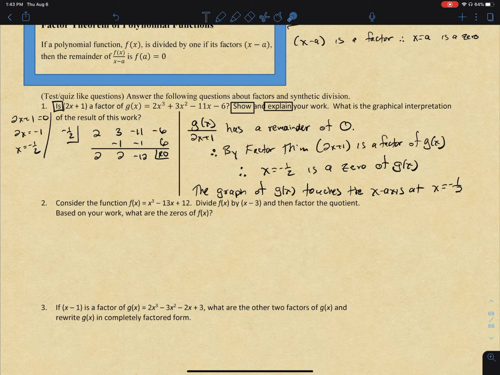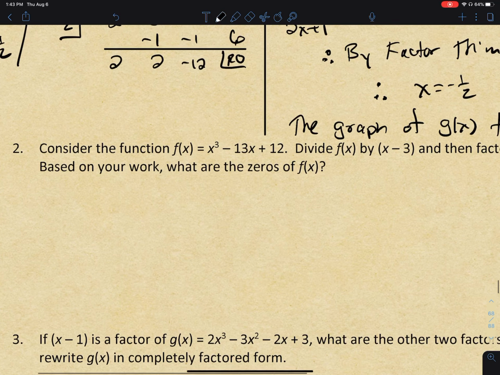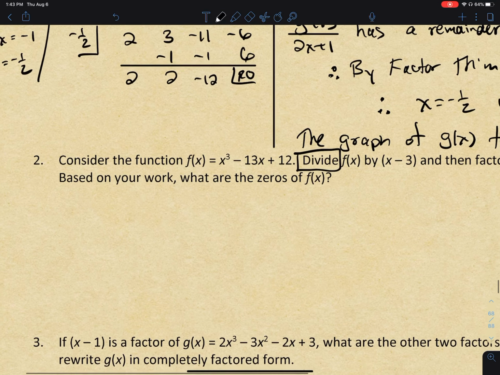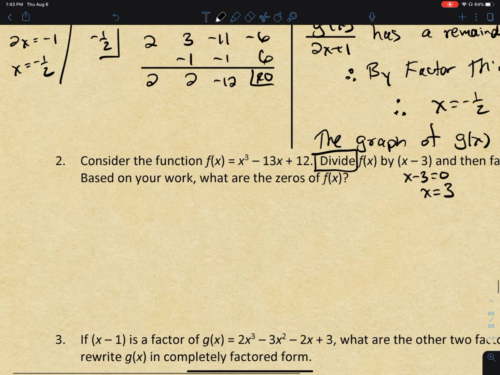Consider the function f of x, divide it by x minus 3, and then factor the quotient. Based on your work, what are the zeros of this function? So let's do this. Let's first divide this. To divide it, I'm going to take whatever I'm dividing it by, the potential factor, setting it equal to 0 and solving it. So I'm going to divide this by 3 synthetically.